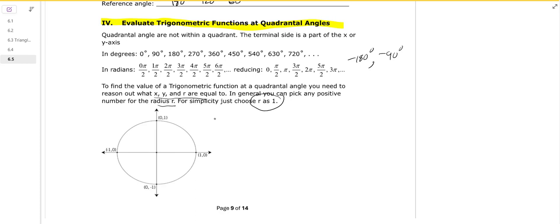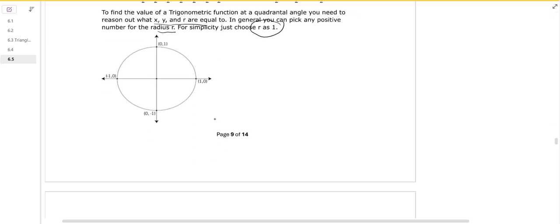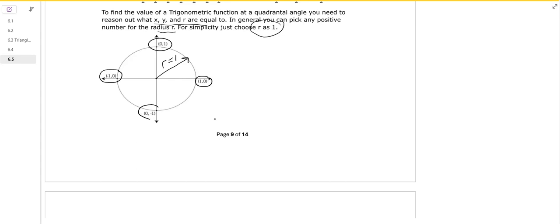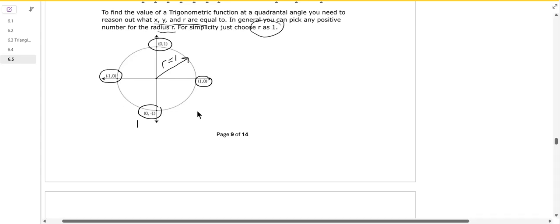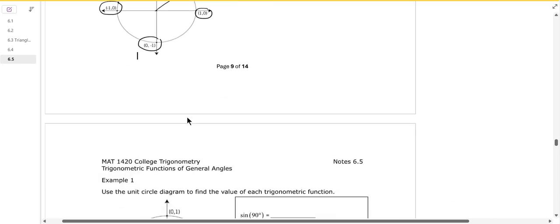What you'll find on the unit circle is you can figure these points out really easily. If the radius is equal to 1, then this point becomes (1, 0). This point will be (0, 1). This point will have a negative x value because you're going to the left, and this point here will have a negative y value because you're going down. So you don't have to memorize those points. You just reason them out anytime you need them. But you'll see me just choosing r equal to 1.